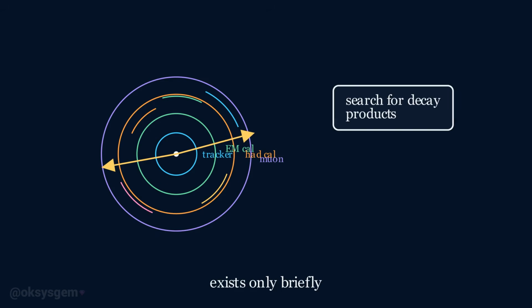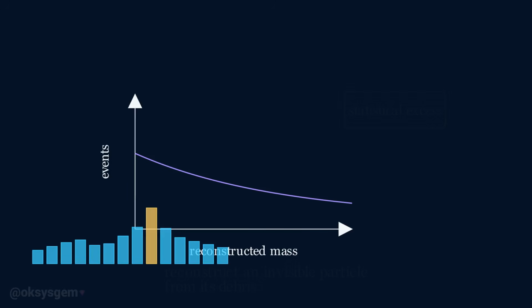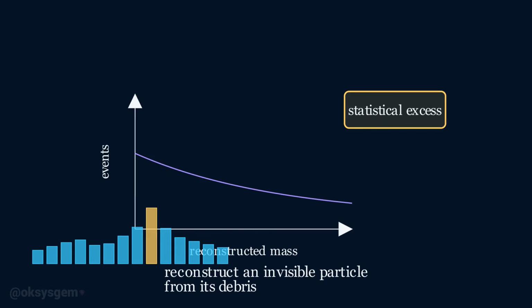Imagine repeatedly reconstructing the energies and momenta of collision products. Most combinations produce an irregular background. But if an unstable particle with a particular mass is being produced, certain combinations can begin forming a statistical concentration around that mass. Scientists are reconstructing an invisible particle from the debris it left behind.